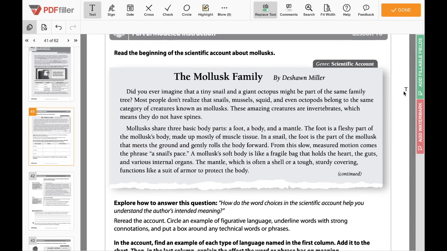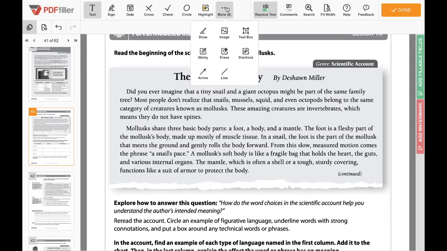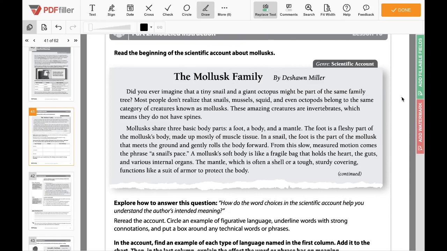So, did you ever imagine that a tiny snail and a giant octopus might be part of the same, let me get my circle ready, might be part of the same family tree. Most people don't realize that snails, mussels, squid, and even octopods belong to the same category of creatures known as mollusks. These amazing creatures are invertebrates, which means they do not have spines. Mollusks share 3 basic body parts: a foot, a body, and a mantle. The foot is the fleshy part of the mollusk's body, made up mostly of muscle tissue.